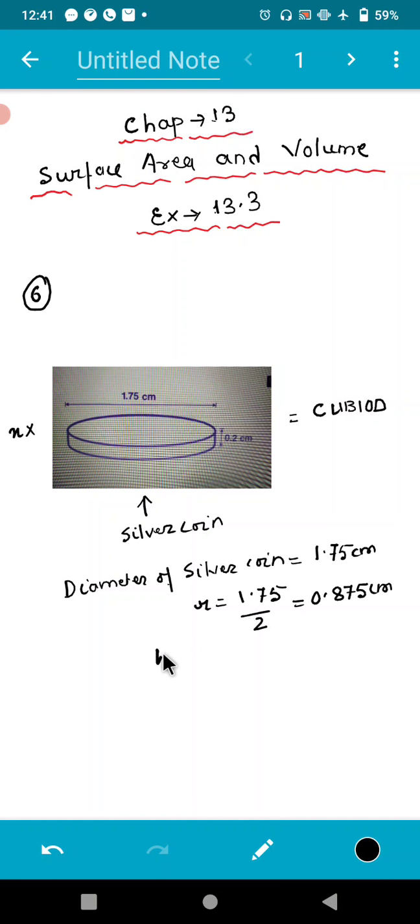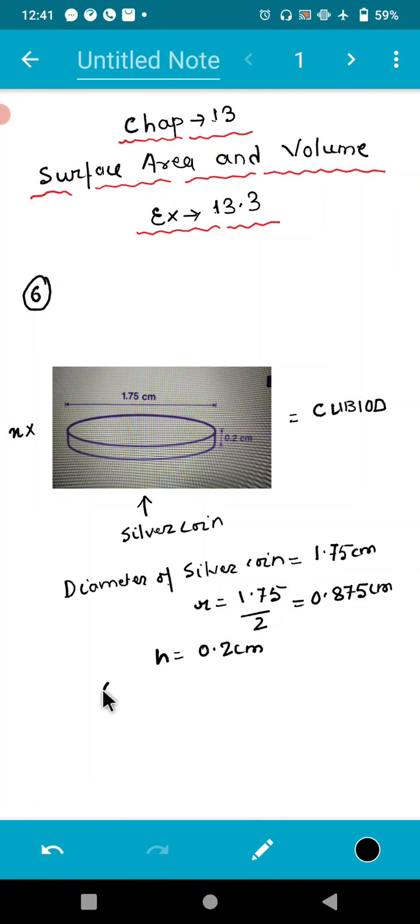The height is given in millimeter form. So how to change it into centimeter form? 2 millimeter is given, not 0.2, I guess. No, 0.2 centimeter is given. So it is already given in centimeter form, so no need of changing it. So the height is 0.2 centimeter.